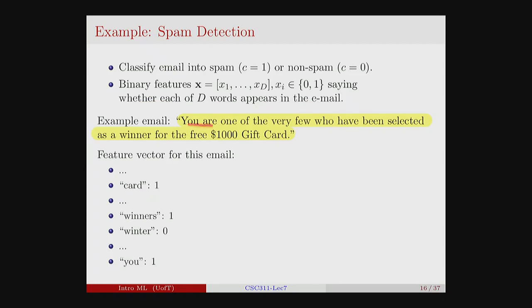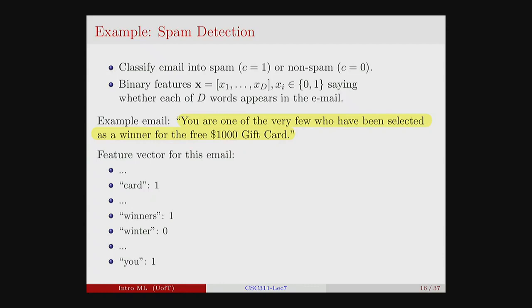So, sorry, I shouldn't say one-hot, because one-hot implies there's only one in that vector. This is a binary representation of that email. As an example, if you got this email, you are one of very few who have been selected as a winner of a free $1,000 gift card.